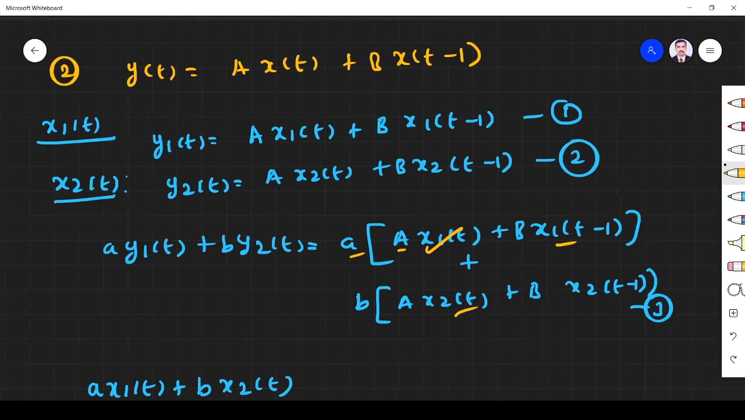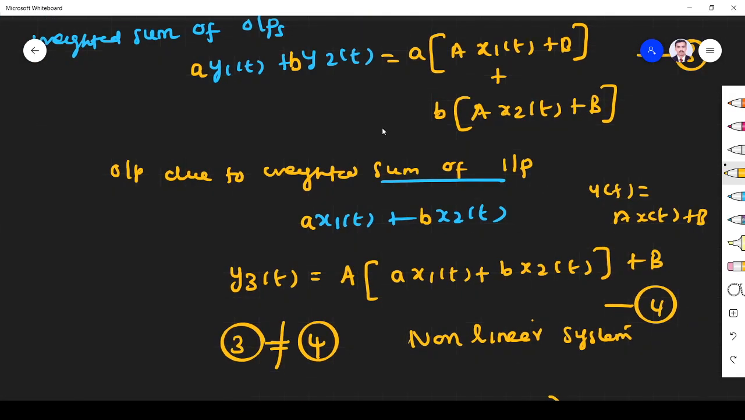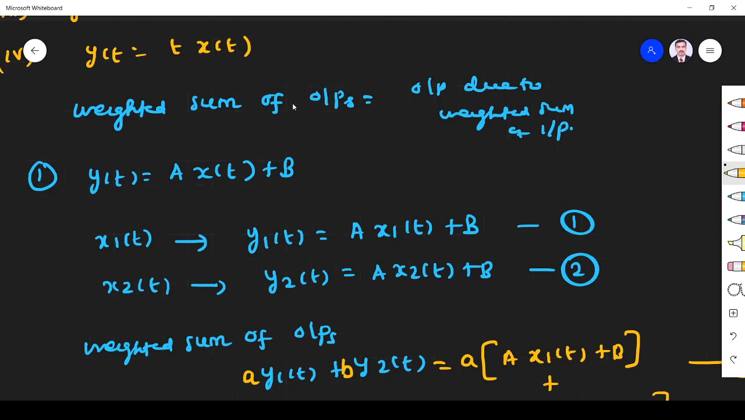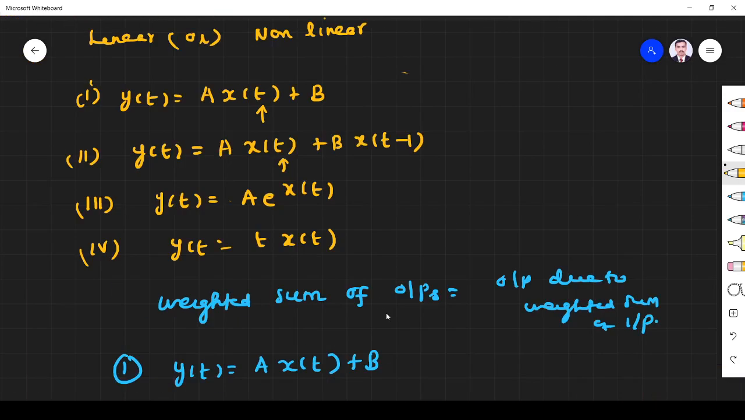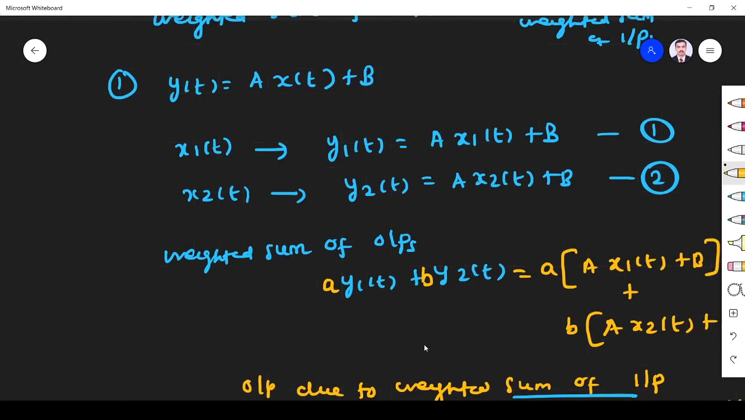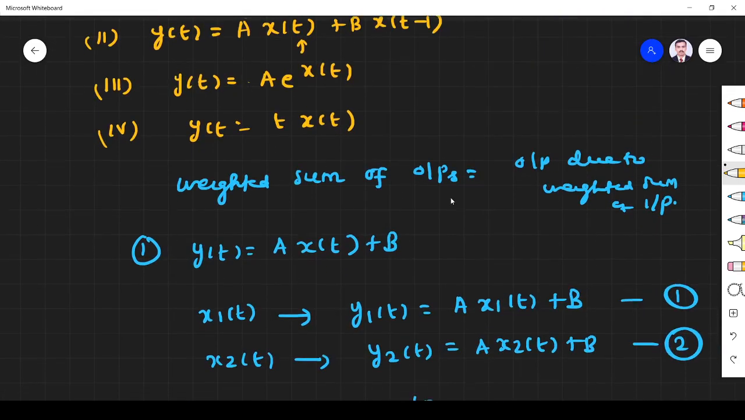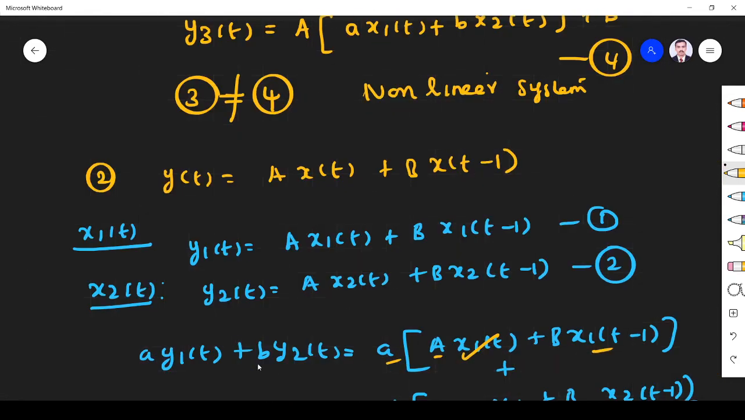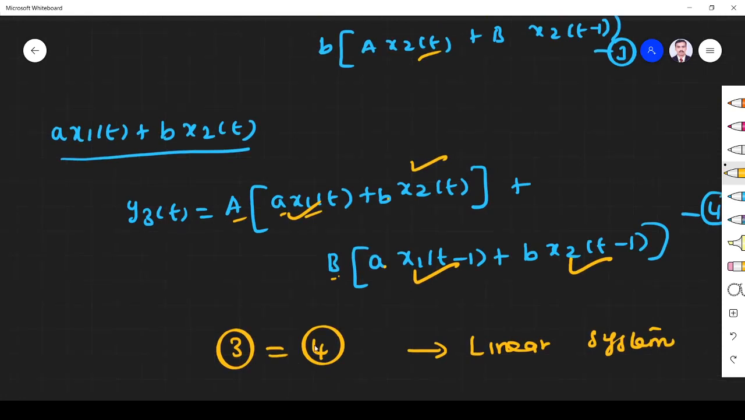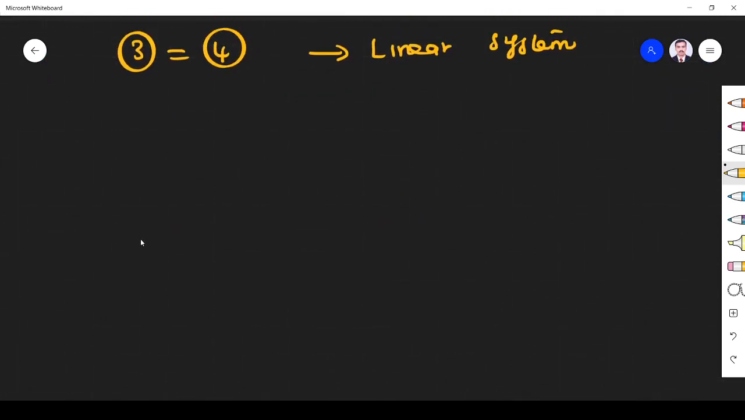Fine. Okay, next we see what is our third problem. Third problem is y of t is equal to a into e power x of t, right? So y of t is equal to a into e power x of t. As usual, how to solve this problem?